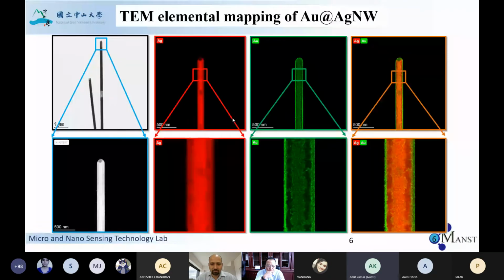After that, I do elemental mapping, and in this one, you can see the red color shows the silver, and the green color shows the gold. So in the fourth picture, you can see the orange color is silver and the green is gold. So the green color is completely covering the orange color. That shows the gold is completely covering the silver nanowire and making it biocompatible and antioxidative.